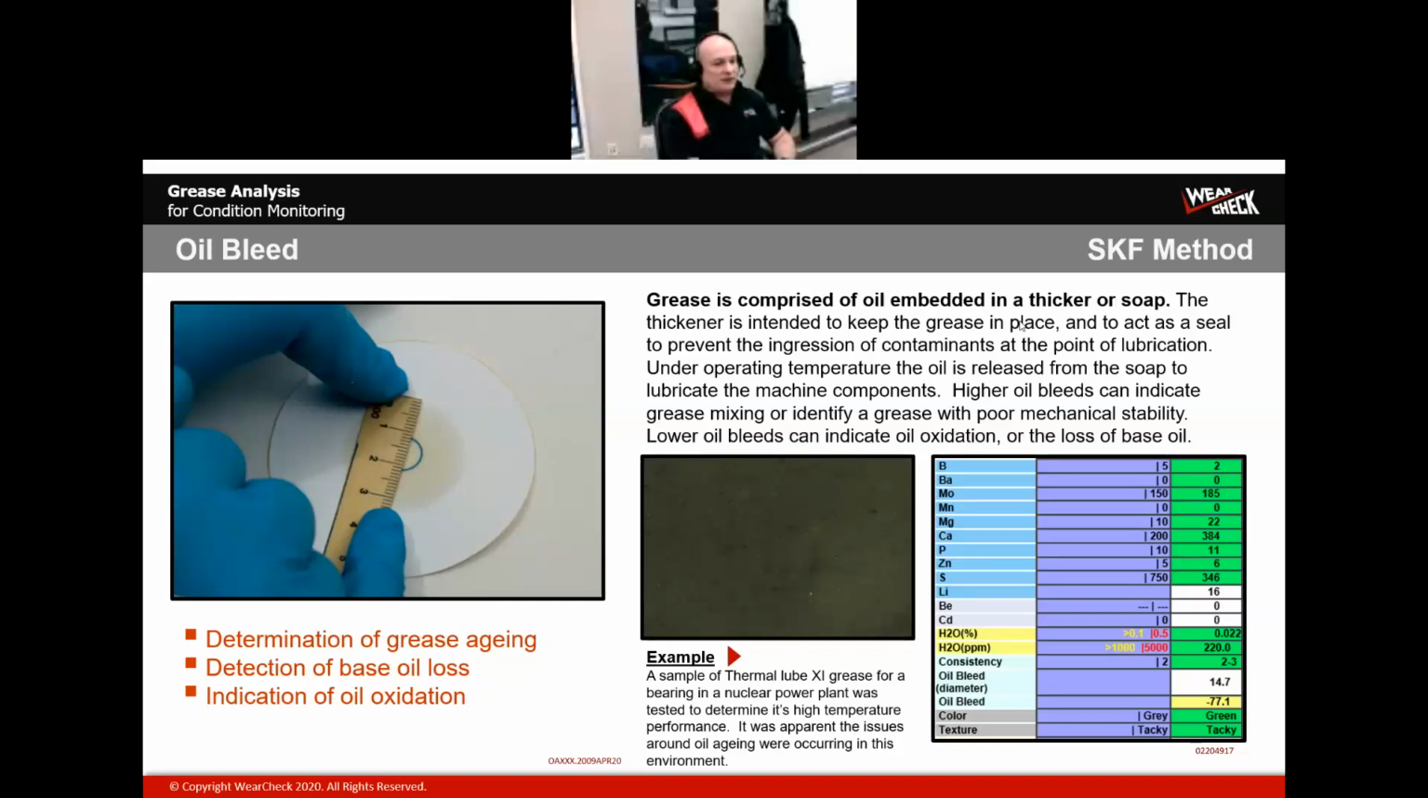This is an example of greases. These greases were actually from a manufacturer that was looking to use them in nuclear facilities and bearings. Three samples were tested radiologically and then sent to us for oil bleed characteristics. And we can see that one of those greases had a rapid decrease in oil bleed diameter as a result. It was 77% less oil bleed than the original grease after radiological exposure.